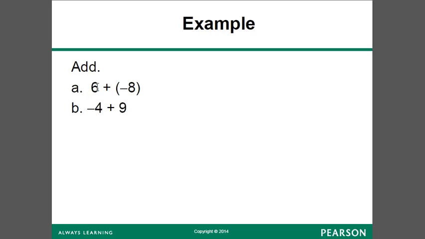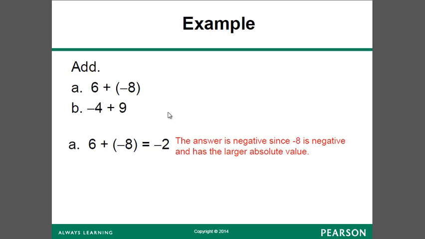So, I have 6 plus a -8. Which one has the larger absolute value, a 6 or an 8? Well, the 8 does. So that means that my answer will be negative. Well, what's the difference between 8 and 6? 2. So my answer will be -2.